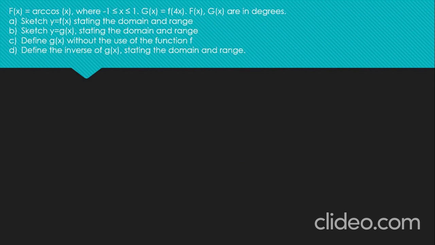All right, moving on. F of x equals arc cos of x, where x is within that. We sort of knew that it was going to be. That's fine.